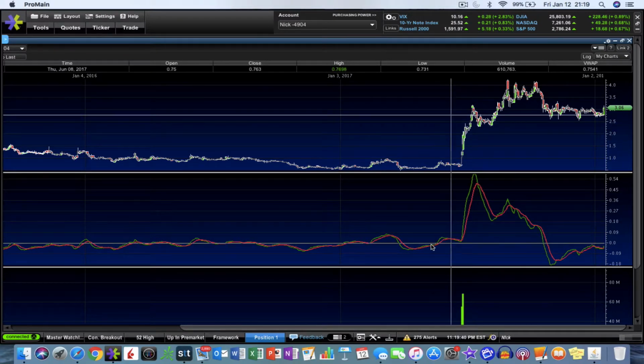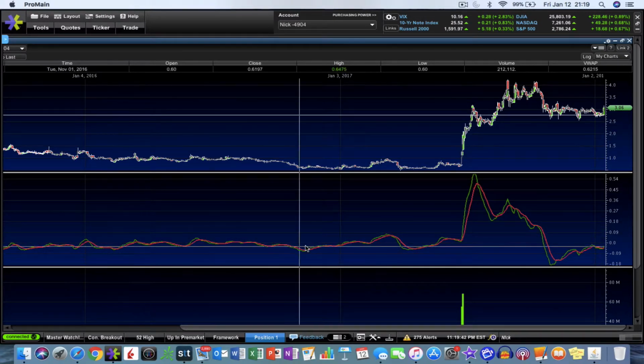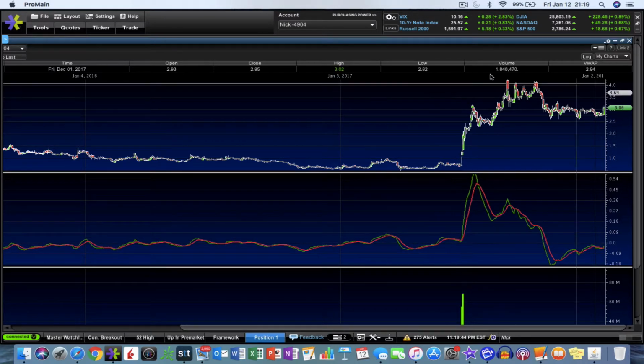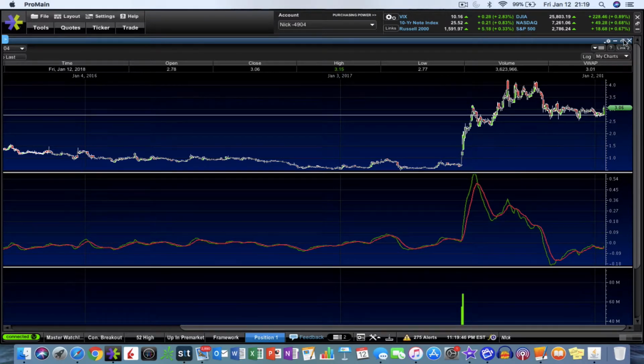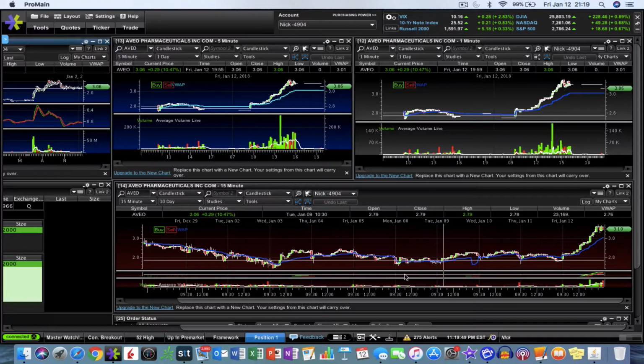As opposed to right here where you can see how it flatlined and all of a sudden just shot up as of lately. So that's why I like using it on longer term charts. I also like using it in conjunction with the 15-minute 10-day.